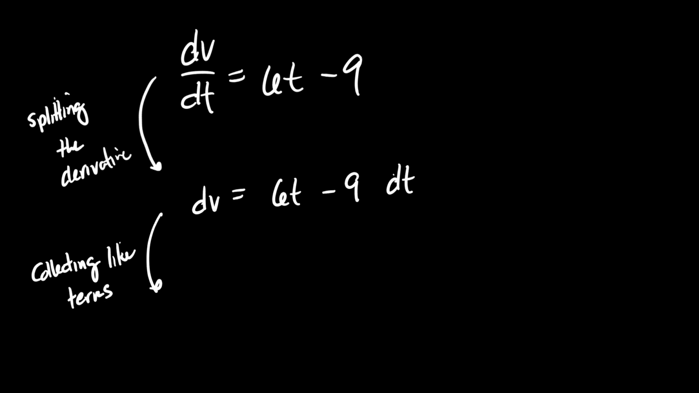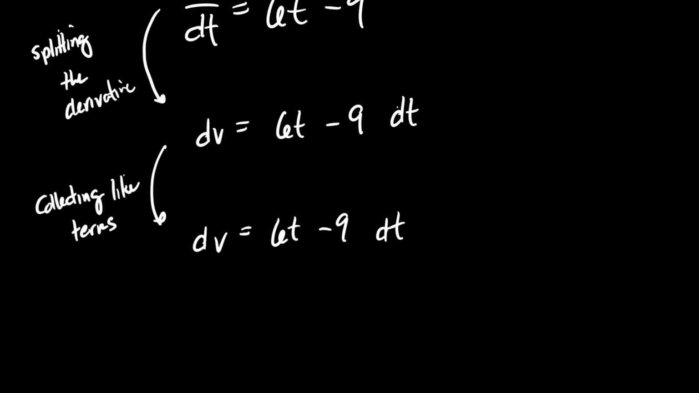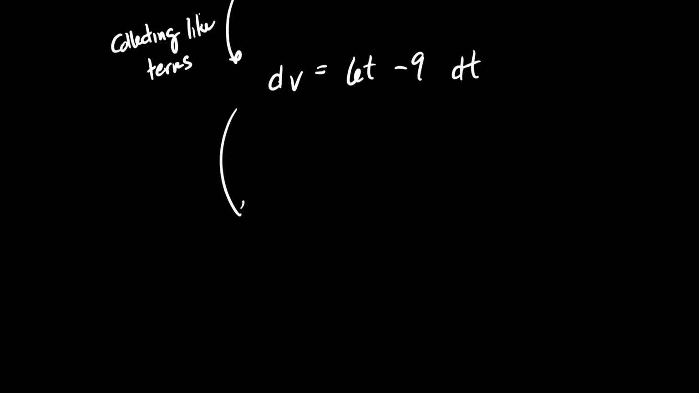I say we don't have to do it because the rule means to get anything with a t on the same side as dt and anything with a v on the same side as dv, but that's already been done. So I don't really have to do anything to change that. And the last step is to integrate both sides.